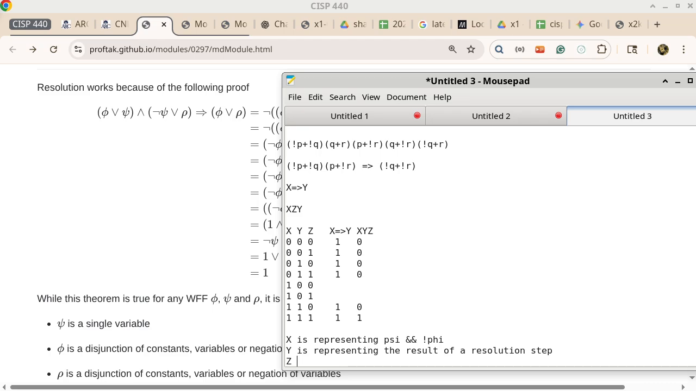So is that helping a little bit? Okay, all right. Are we still doing okay? Any other questions before we move on to the next major module?